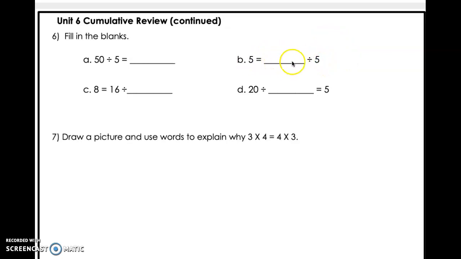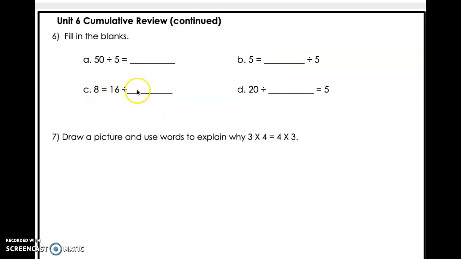So this should be 25. Sorry about that. That was my bad. 25 divided by 5 equals 5. That's how you read this. You start with a big number, divide it by a small number, and get another number. Okay, here we go.